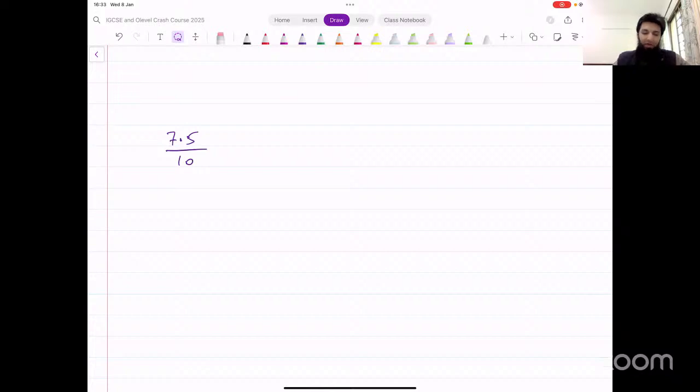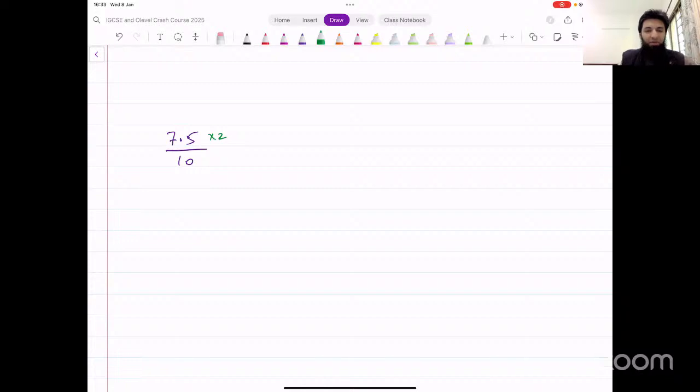Okay. Now, how do you get rid of these decimals? You think of what you can multiply this decimal by to get an integer value. 7.5. What can you multiply a decimal with to make this an integer? It's 7.5, right? You can multiply this by 2. 7.5 times 2 is going to make it an integer.